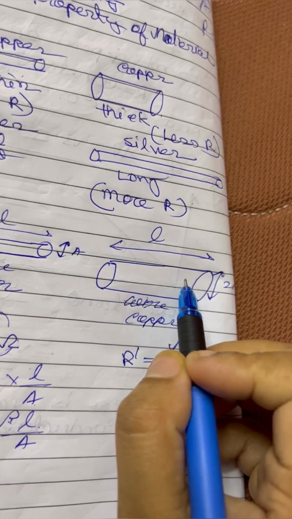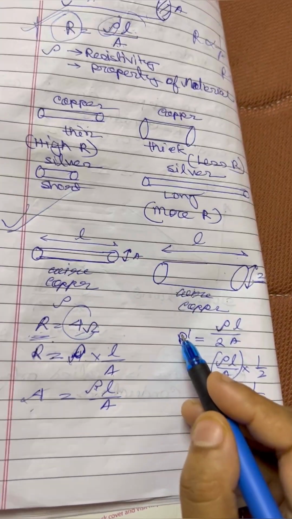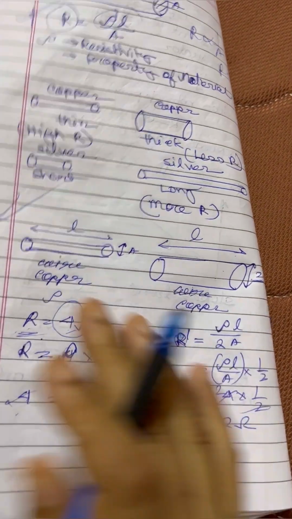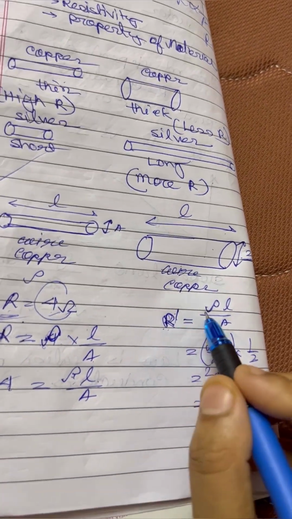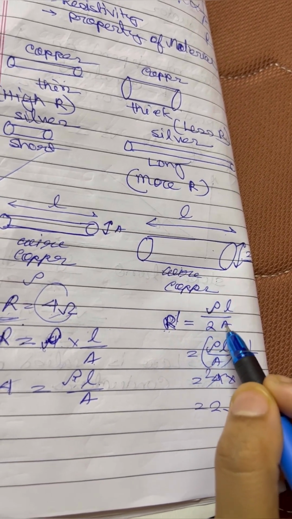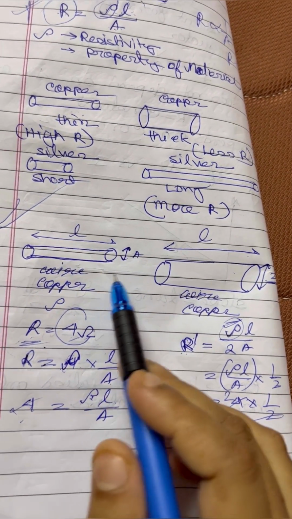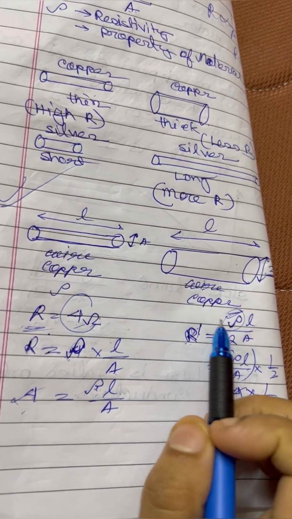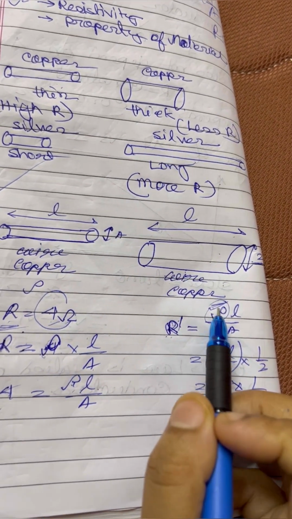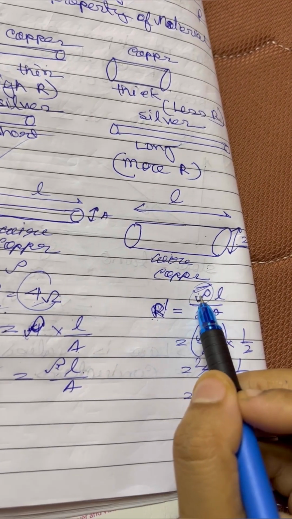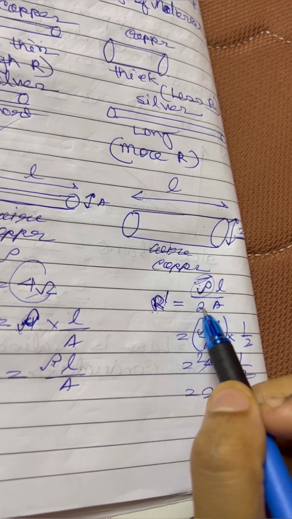And this is another copper wire, with the same length but double the area. This is the first copper wire and this is the second copper wire. So here the resistance is R, and here the resistance is R dash. So R dash is equal to rho L by 2A. This rho doesn't depend on the wire's size, the value of rho is the same for the same material. Suppose this is also a copper wire, that's why the rho will be the same. So R dash is rho L by 2A, because the area is 2A. This is given in the question.